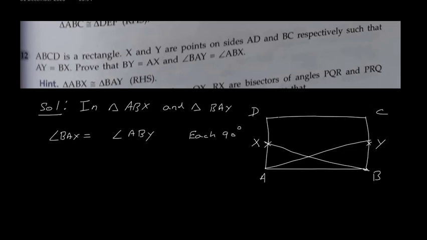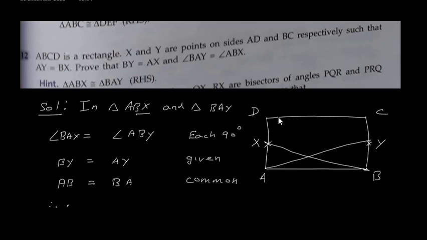Then it is given that side BX, sorry, we have BX equal to, this is the hypotenuse, BX is equal to AY. BX is equal to AY. This is given. And we have this AB common in both. So AB is equal to BA. This we will say is the common side.